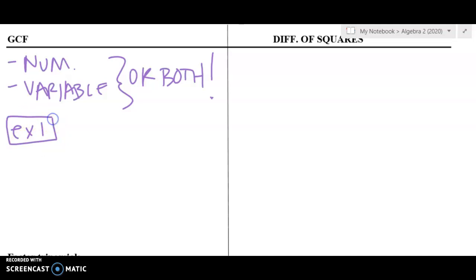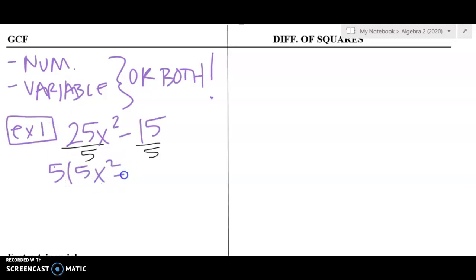Example 1 right here, let's do 25x squared minus 15. Remember, you want to look for a number, a variable, or both. I noticed that they don't each have variables, so I'm just going to pull out a number. The number that I could take out would be 5. So I'm going to take out a 5 from both of these, pull that 5 to the outside. 5 goes into 25 5 times with x squared. 5 goes into negative 15 negative 3 times. And that is my greatest common factor.